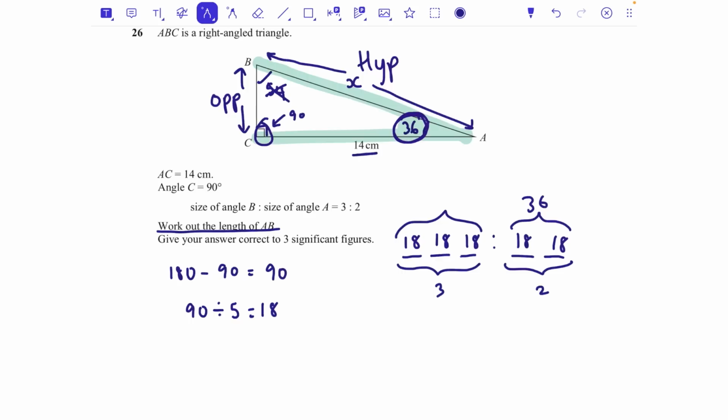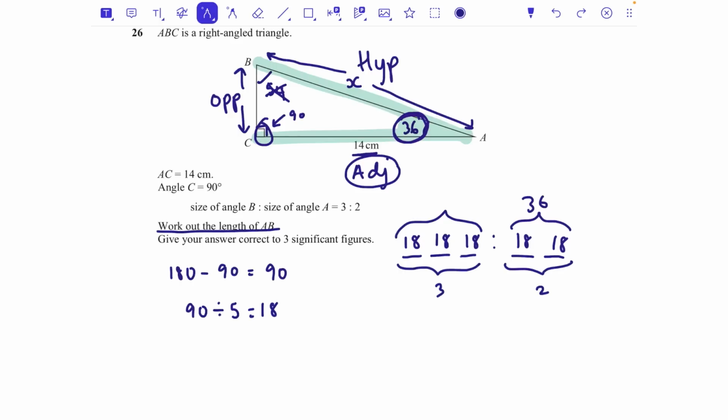And this side here is my adjacent, it's next to that 36 degrees. If you were ignoring the 36 and using the 54, then 14 would have been your opposite, and this side over here would have been your adjacent. But it's completely up to you which one you pick. It doesn't matter, it won't make a difference to your answer.